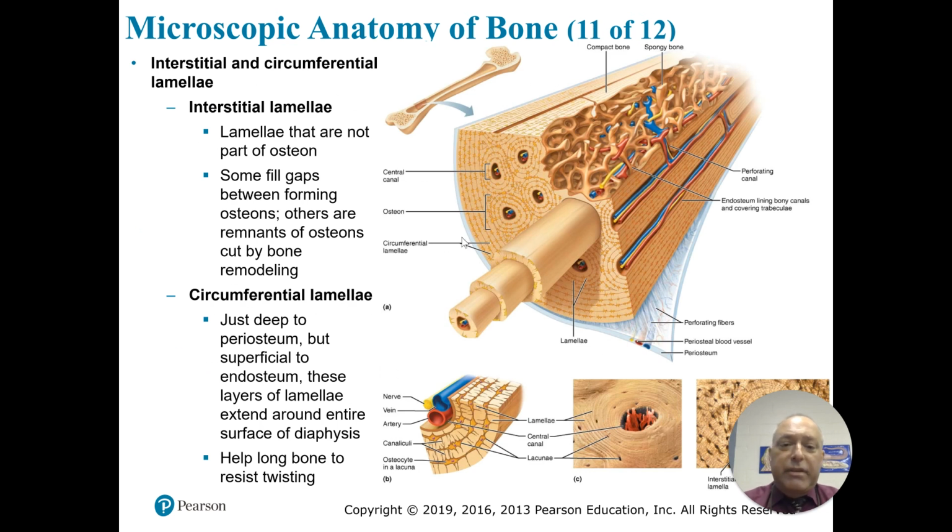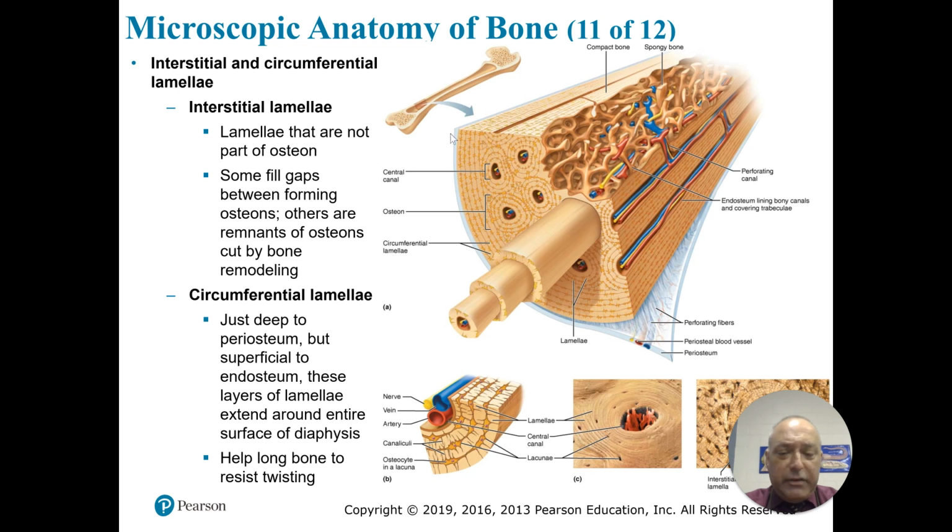Okay, here's some microscopic anatomy, interstitial and circumferential lamellae. And so we've got our interstitial lamellae, which are not part of the osteon. Here is our full osteon. Some fill gaps between forming osteons. Others are remnants of osteons that have been remodeled.